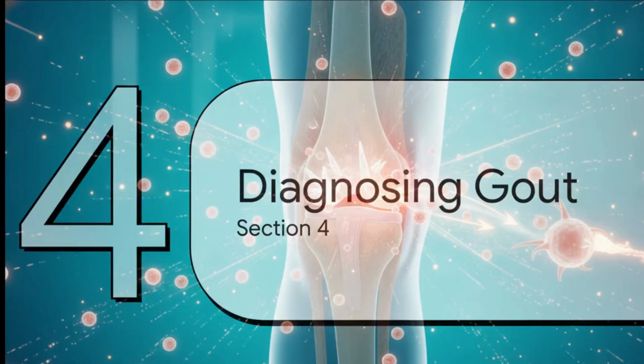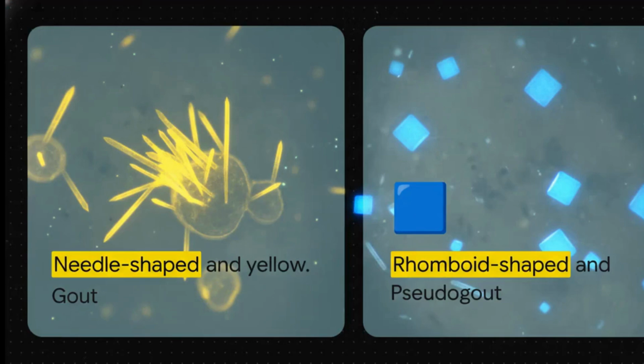Section 4. Diagnosing the joint pain. So, if a patient limps into a clinic with a painfully swollen joint, how do doctors know for sure that it's our microscopic villain? Well, the gold standard for diagnosis is extracting synovial fluid directly from the joint and looking at it under polarized light microscopy. Now, what's really interesting about this is the visual contrast. Gout reveals itself as needle-shaped crystals.